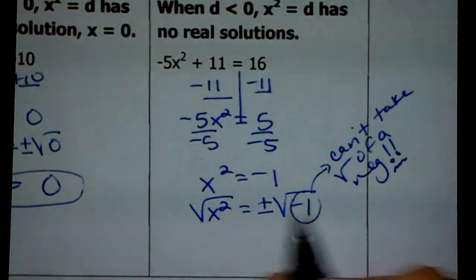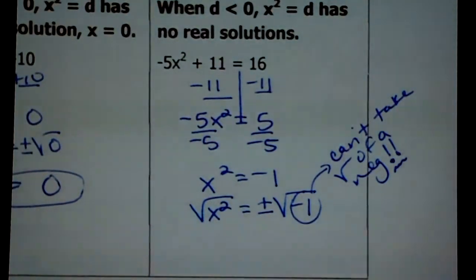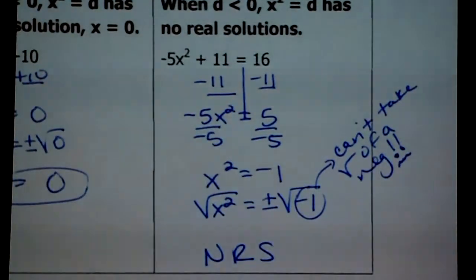Okay, so when you see you have to take the square root of a negative for your last step, that means there are no real solutions. Right? NRS, no real solutions.